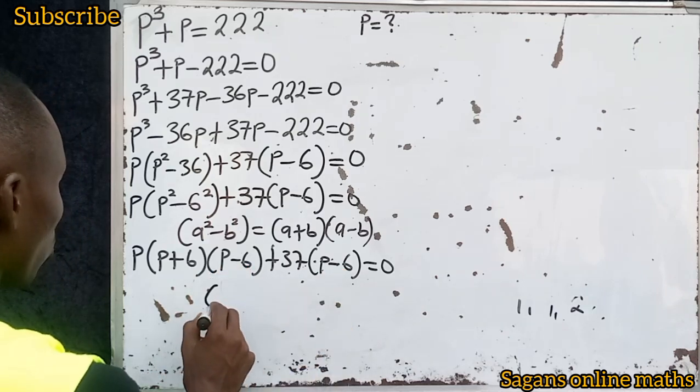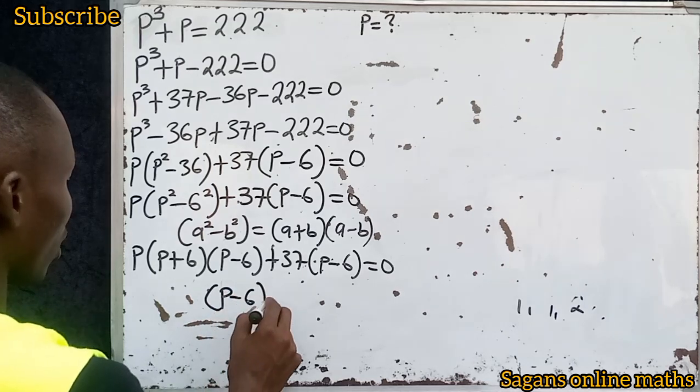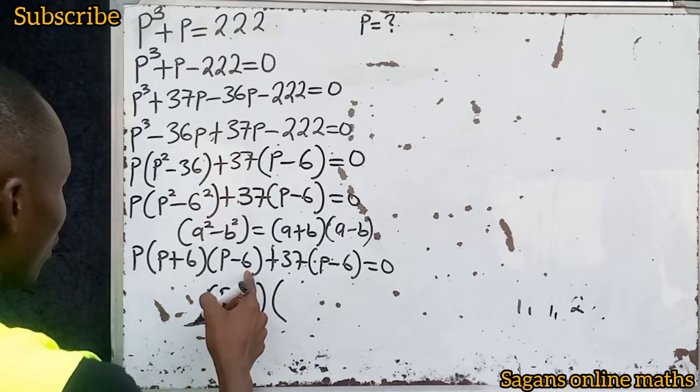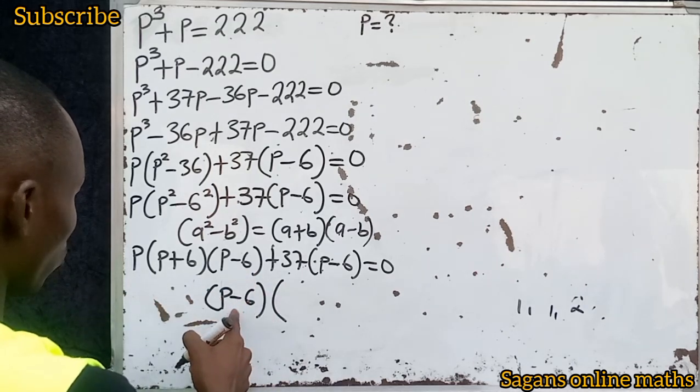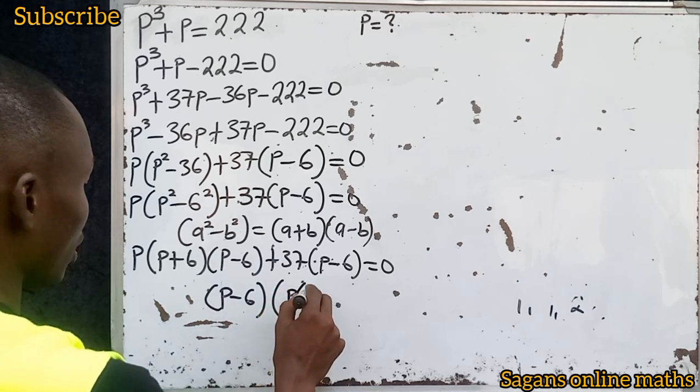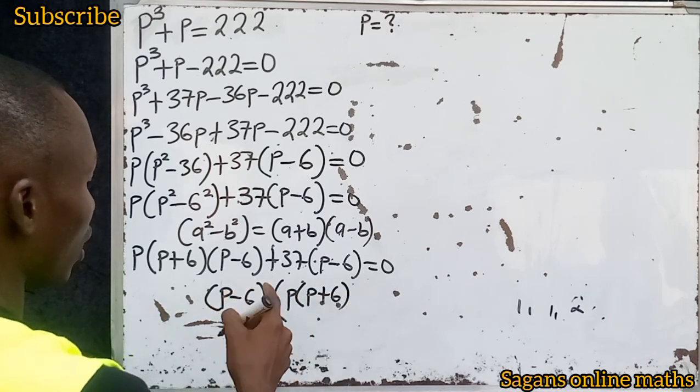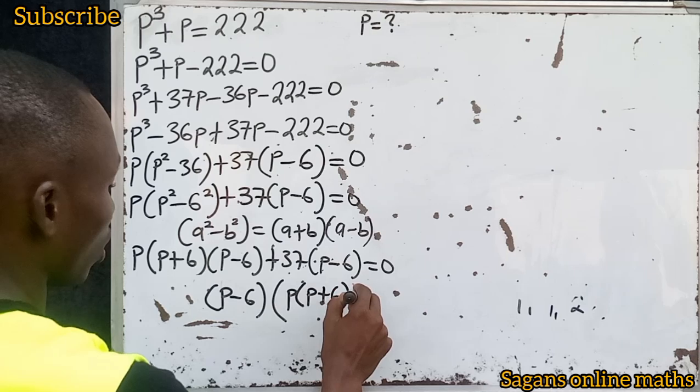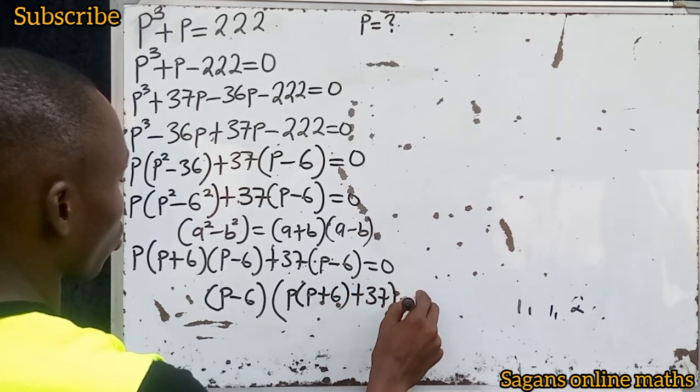So p minus 6 is common. If you divide the whole of this by p minus 6, we are going to have p into p plus 6. That's what we are left with. If you divide the other term by p minus 6, we're going to have plus 37. And all this equals 0.